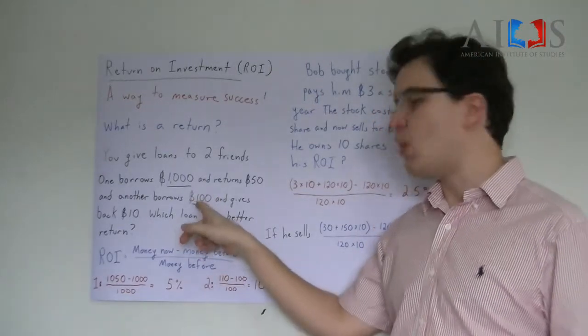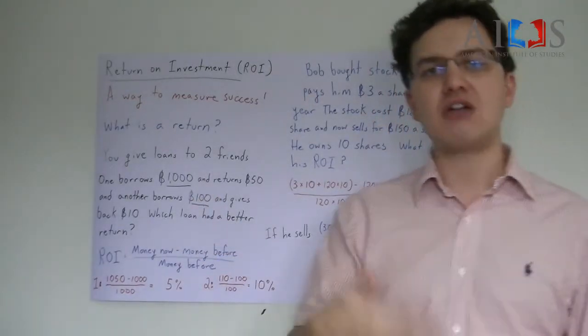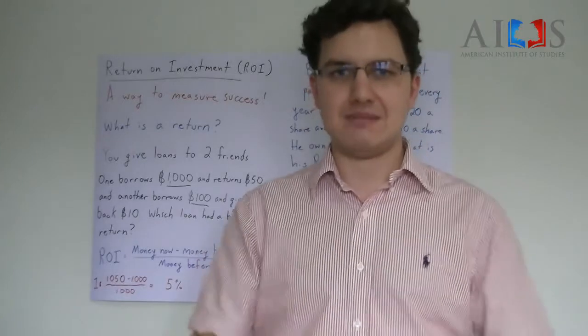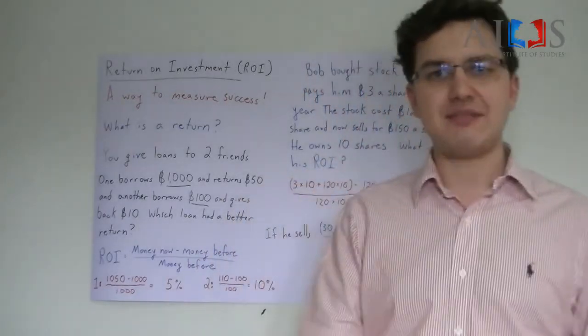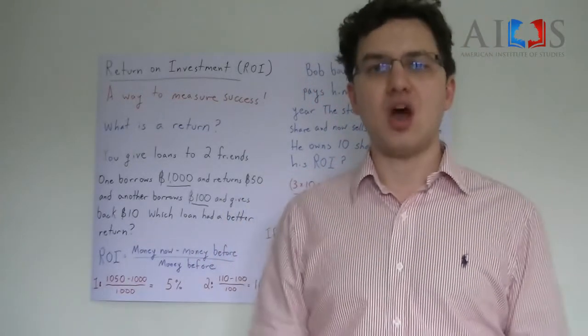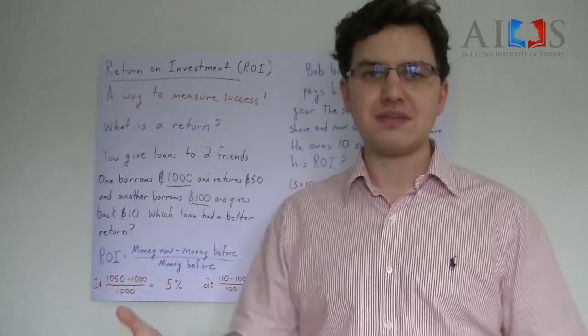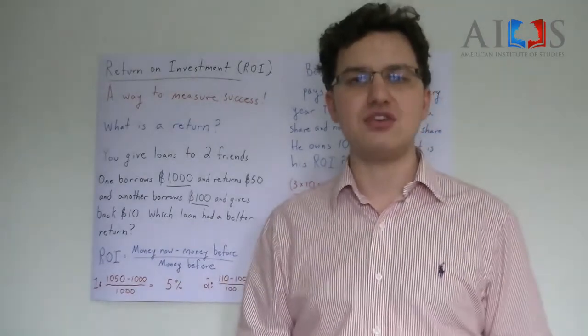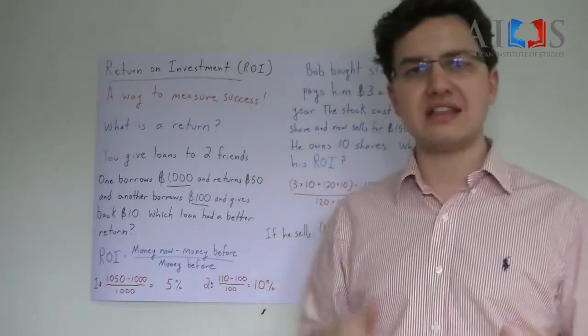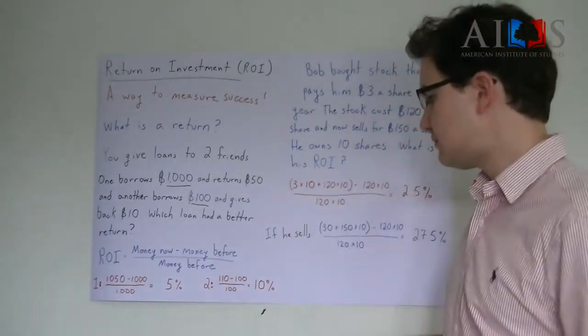Now, it doesn't say when they paid you back. And ROI usually has time, too. So, was that 5% in a month? A week? A year? How long did your friend have your money? It's always important to think about time.